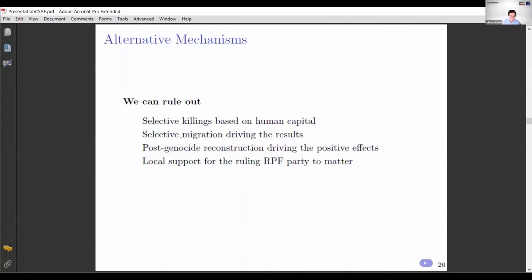We can rule out a bunch of alternative mechanisms: selective killings based on human capital. So it's not that they killed all the smart ones and the women survived. Selective migration is not driving the results. Post-genocide reconstruction: it could have been that right after the genocide, national NGOs, local NGOs, or the government went to all the high violence villages and invested a lot and then maybe overshot. That did not happen. And further, we can also rule out that in those places with a lot of external violence, people are more likely to vote for the RPF. That might be beneficial for them, if Kagame sends the money. We can rule that out as well.